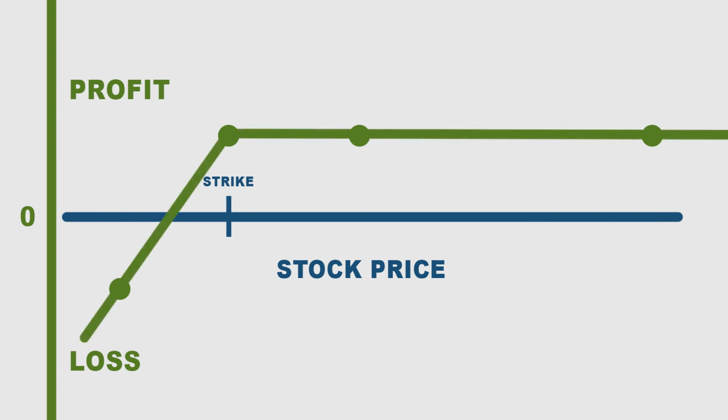So the profit and loss graph looks something like this for a put option. And you would normally do this on a stock that you don't mind owning, but it's maybe just a little too expensive right now. 95% of what I do with options is basically this strategy.